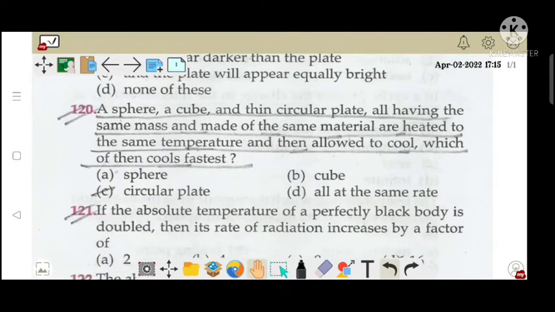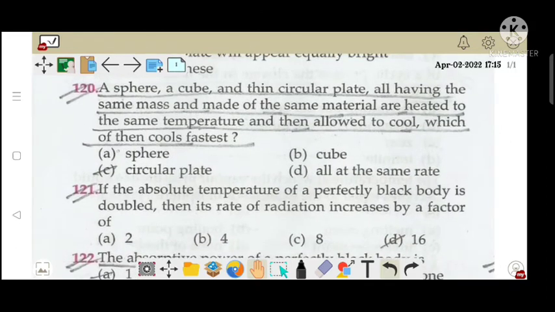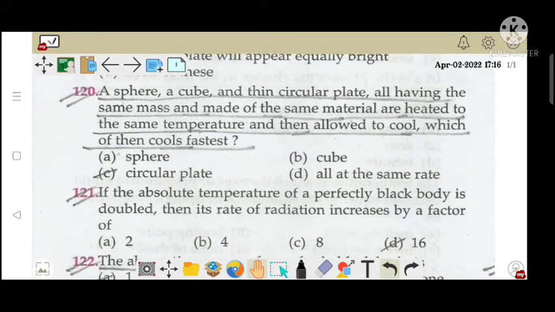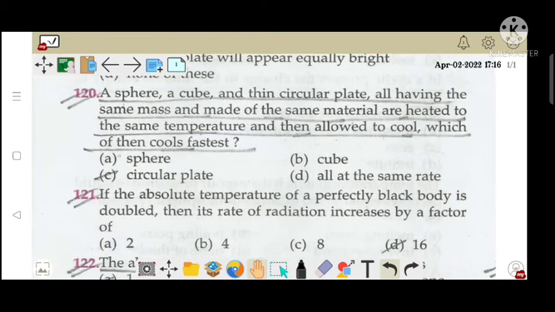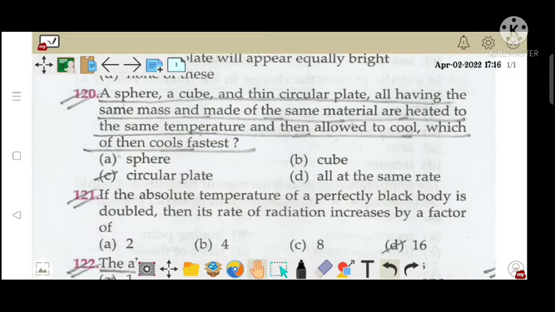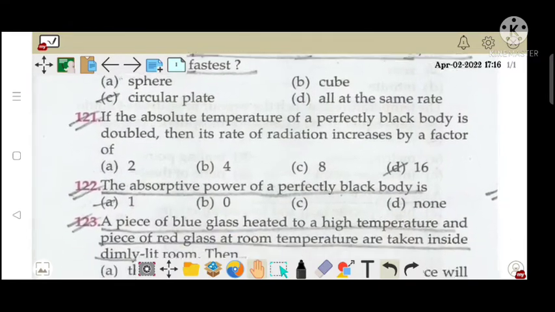A sphere, a cube and a thin circular plate, all having the same mass and made of the same metal, are heated to the same temperature and then allowed to cool. Which of them cools fastest? The circular plate.